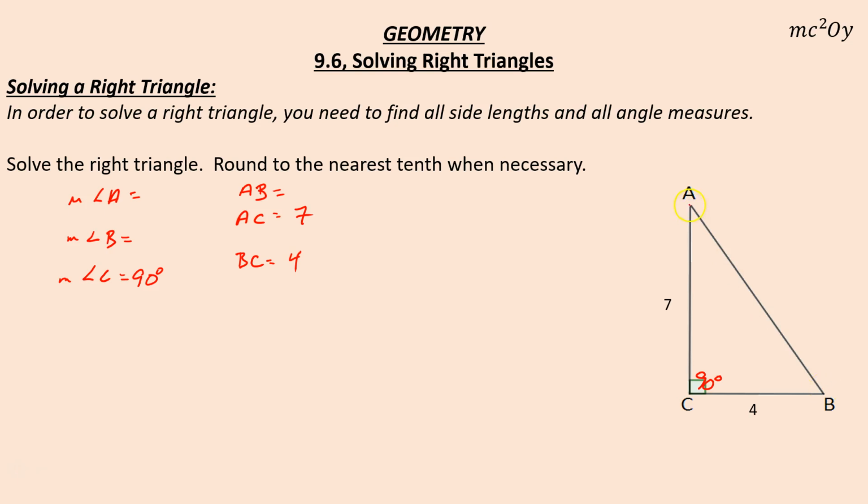Okay, and the side opposite angle A we actually call little a. The side opposite B we call little b. Side opposite C we call little c. The angles are uppercase. The side lengths are lowercase.